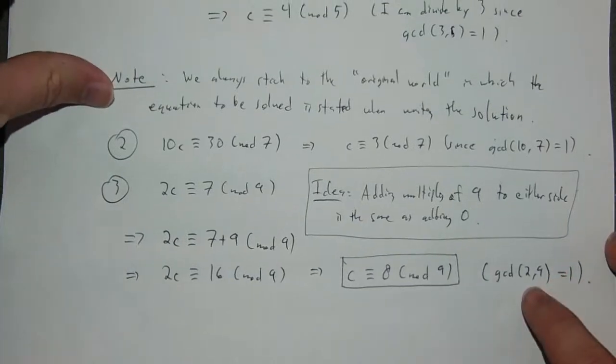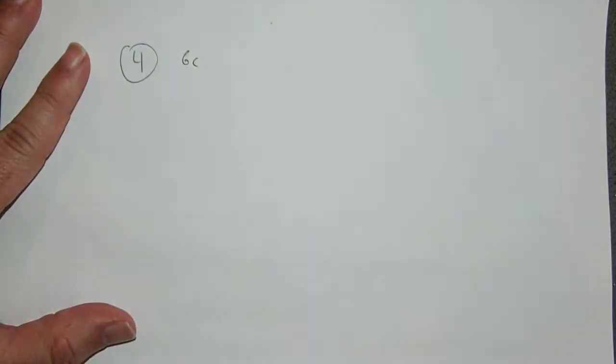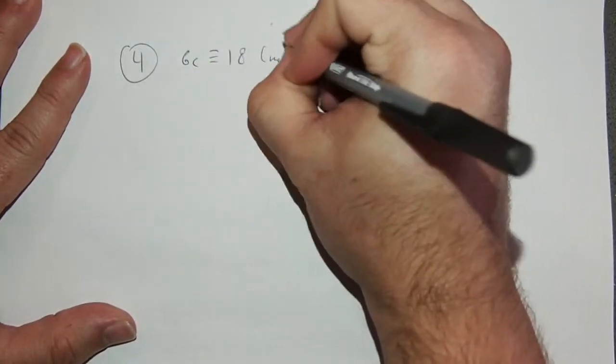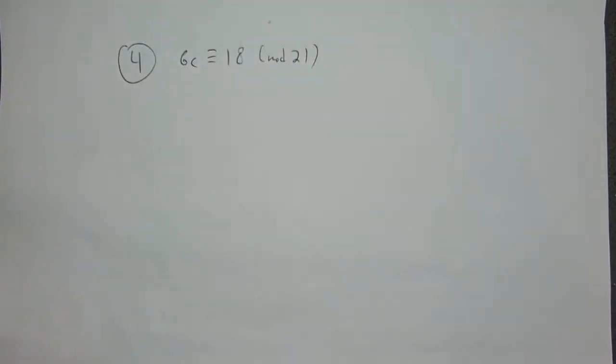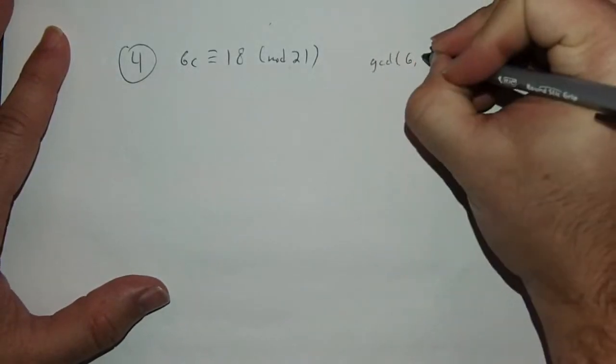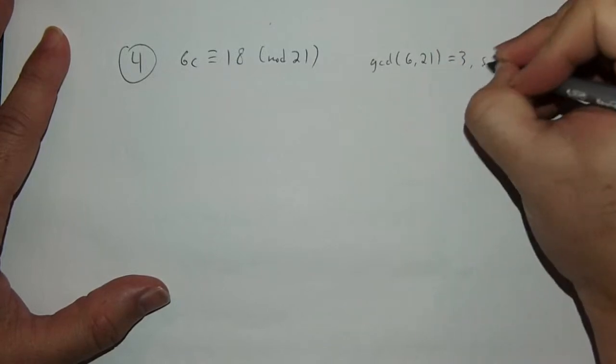Okay, so let's continue on. Let's do another example. Let's try to solve 6c is congruent to 18 mod 21. Now, you'd like to be able to just immediately divide both sides of this by 6, since 18 is nice and divisible by 6. But notice that you can't do that, since the GCD of 6 and 21 is not 1. It's 3. So GCD of 6 and 21 is 3, so I can't just divide.